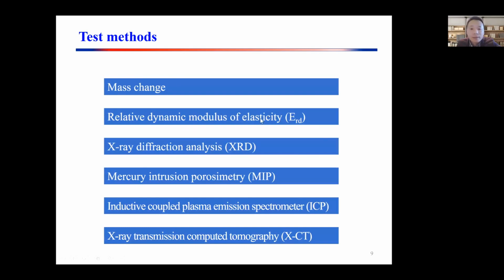The test methods include mass change, relative dynamic modulus of elasticity, and we use XRD to analyze the corrosion product, MIP to test the pore properties, and ICP to test the sulfate concentration. And we also use XCT to observe the cracking of the mortars.